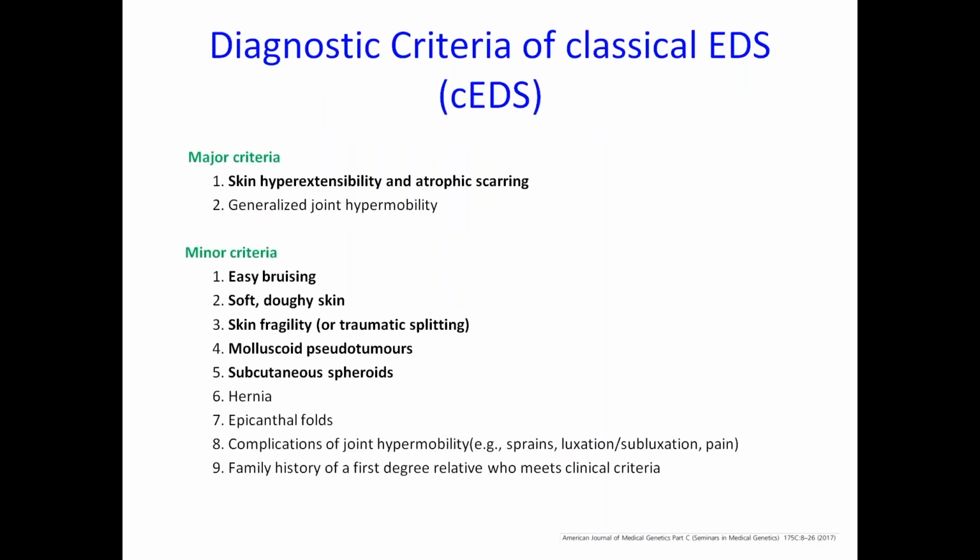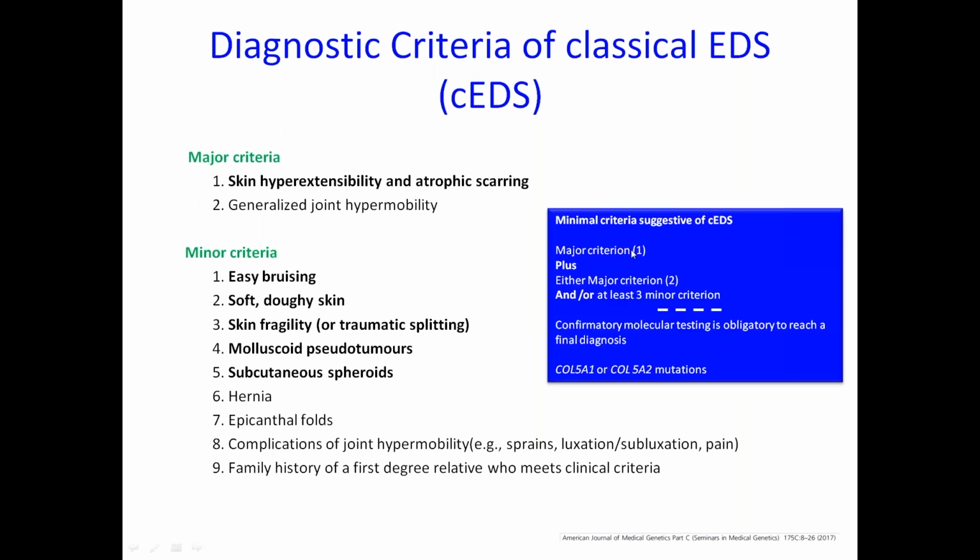With classical EDS using the 2017 criteria, you will see that the major criteria I've highlighted in bold is skin hyperextensibility and atrophic scarring. We clinicians would feel that you cannot diagnose classical Ehlers-Danlos syndrome unless you have that. And so the criteria really says that you need the number one, skin hyperextensibility and scarring, plus either hypermobility or 3 minor criteria. So everyone has skin changes helping you make the diagnosis. And you'll see a lot of the minor criteria I've highlighted in black are again skin related.